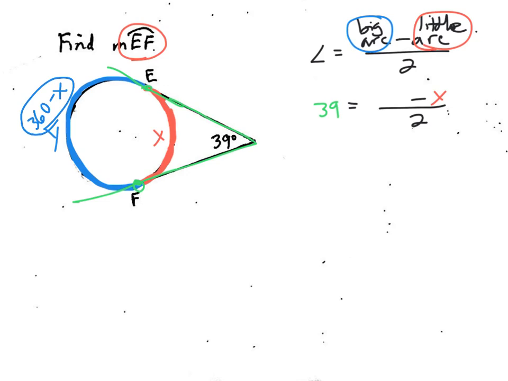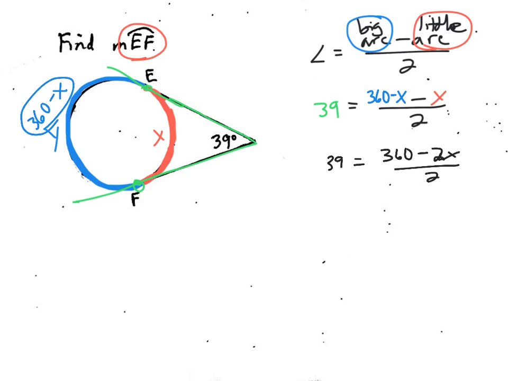So that means that I can actually put that in for my big arc here, 360 minus X. And now I actually have an equation in terms of one variable. Magic, right? So now I can go ahead and solve. Let's do some simplification here. 39 equals 360 minus X minus another X, which is minus 2X, all divided by 2.